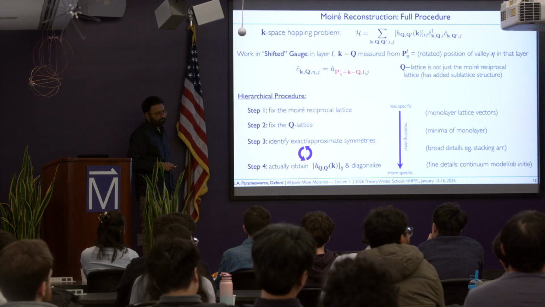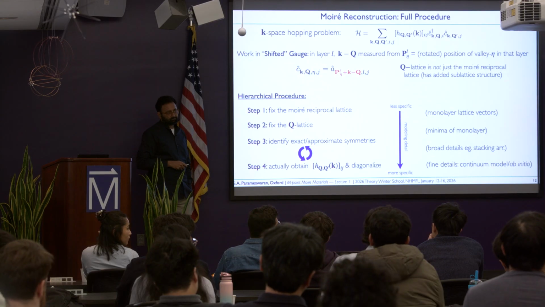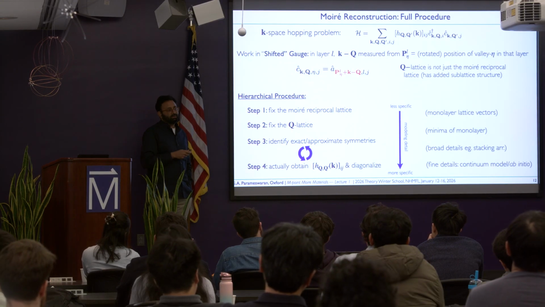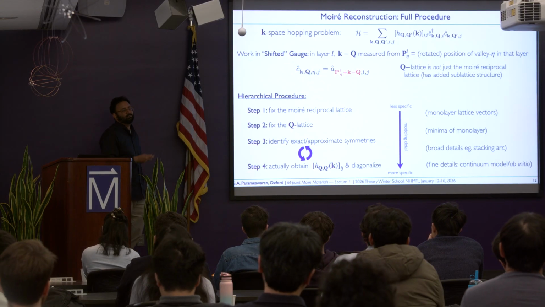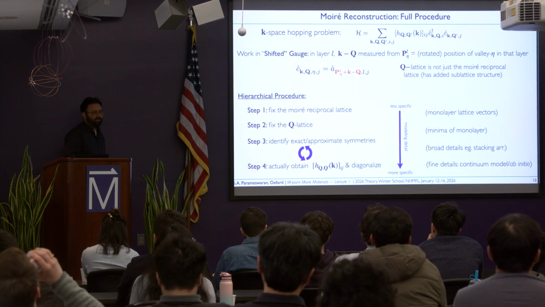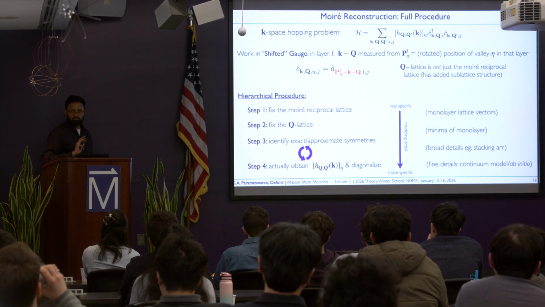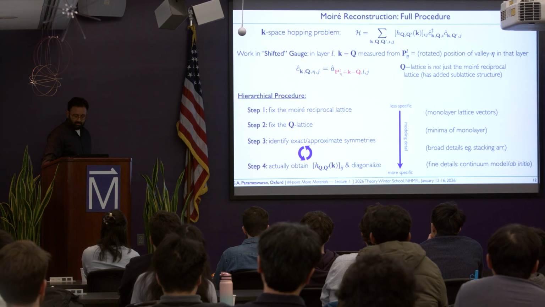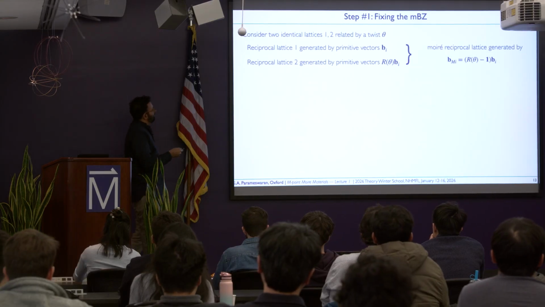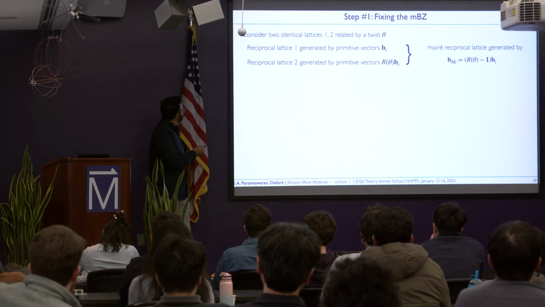The first choice is like if you have a moiré gamma point, you would just pick it there. I'm going to assume cases where there is a moiré gamma point, and I can define it, right? Good? Happy? Okay. So let's fix the Moiré-Brillouin zone, and this is actually pretty straightforward for small twists.